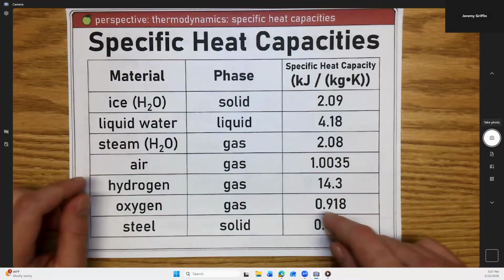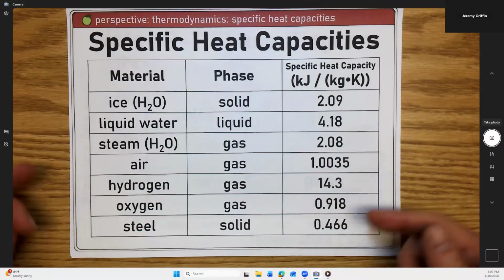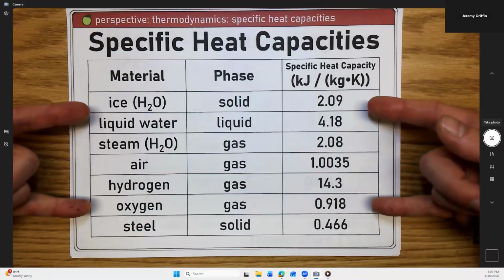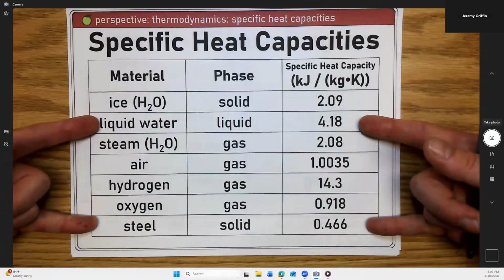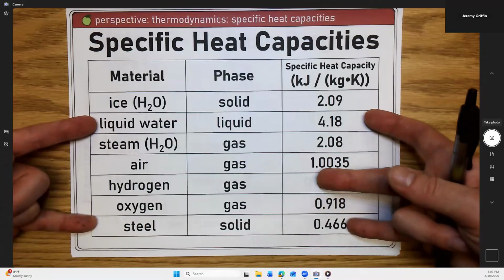Remember, I asked you guys if you have a pot of water, what heats up faster on the stove, the metal of the pot or the water itself? And you say, oh, well, obviously the metal of the pot heats up faster. And numerically, it shows up as the specific heat capacity.